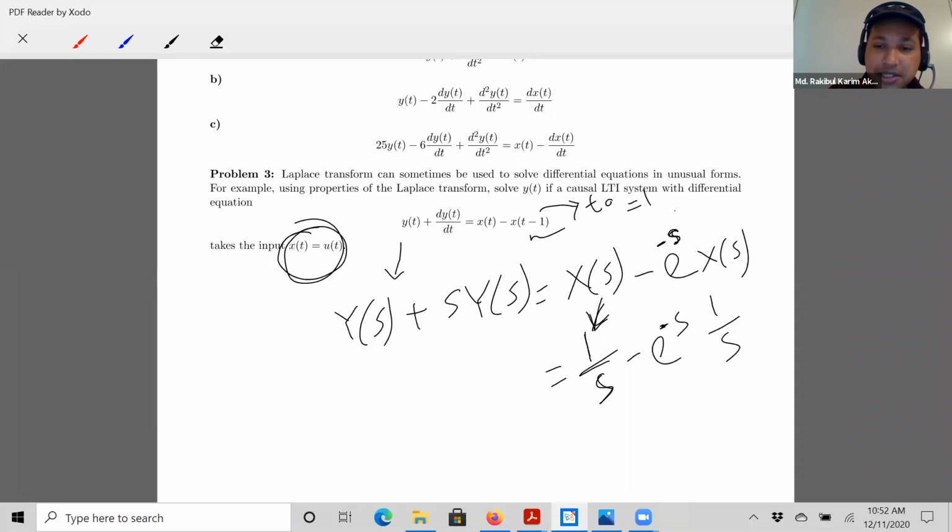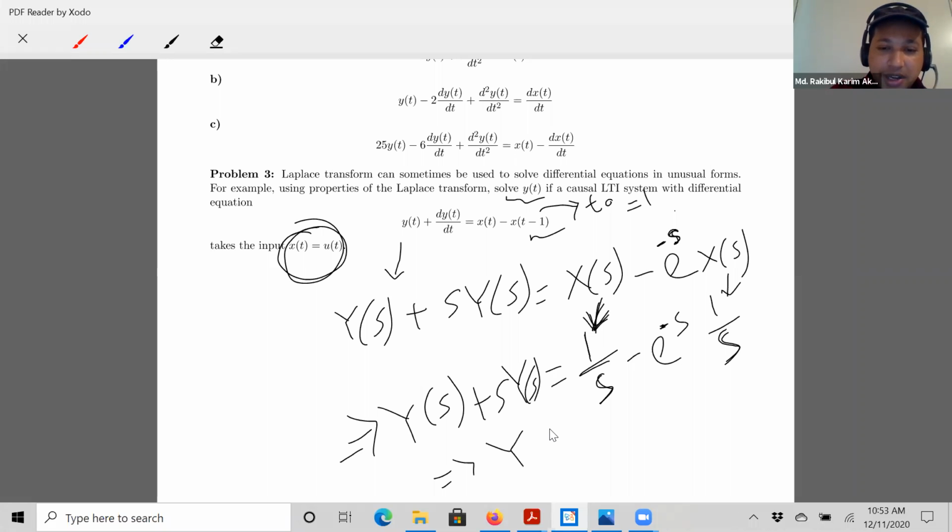This is only 1 by s. From the xs, you get this thing. So after that, you can write down what we need to do. We need to solve for yt. We don't need to find the transfer function here. We don't need to find ht here. We need to solve yt. So there is only y here. There is no x, so you actually cannot do a transfer function here.